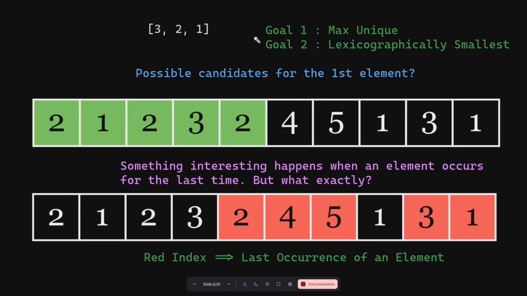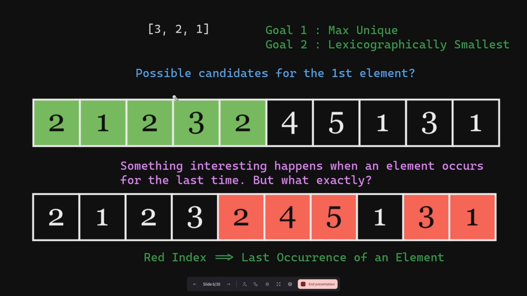But how do you develop the intuition to think of alternate ways for this problem? A general tip here is to start small. That is, instead of worrying about all the elements of the subsequence that we are going to construct, let us only focus on the first element of that subsequence. What are the possible candidates for the first element of the subsequence?